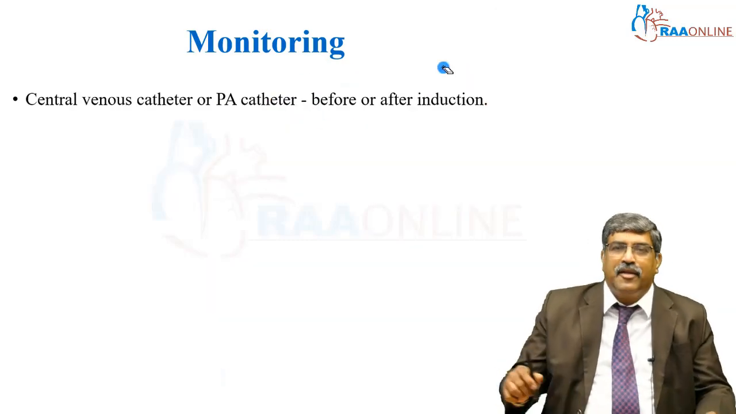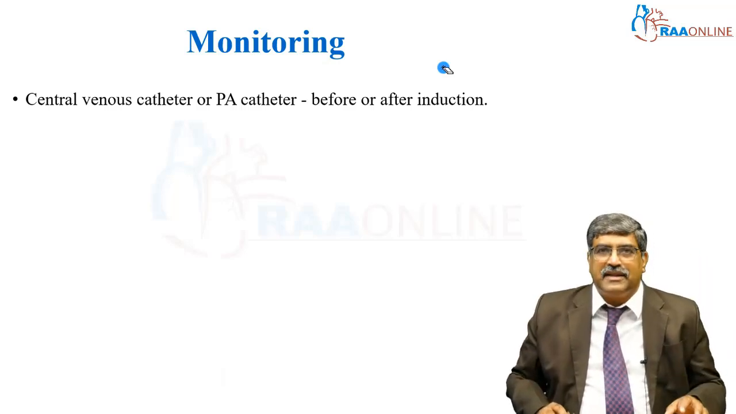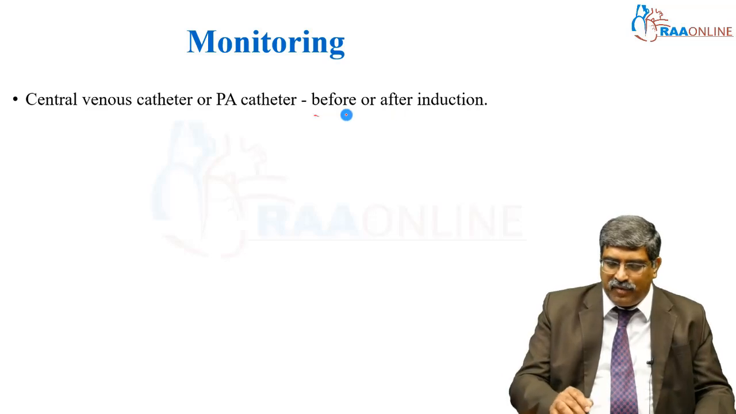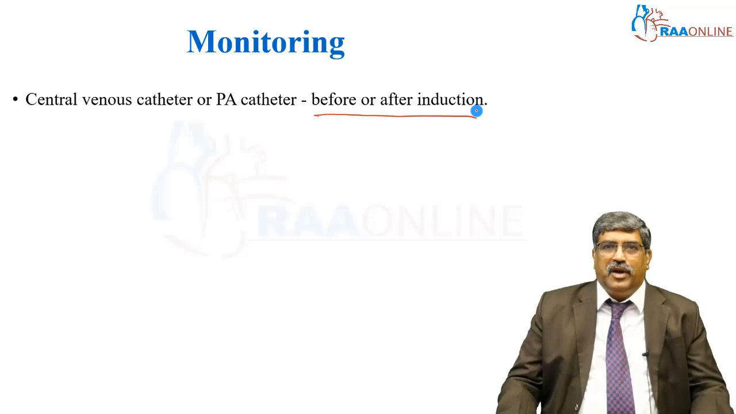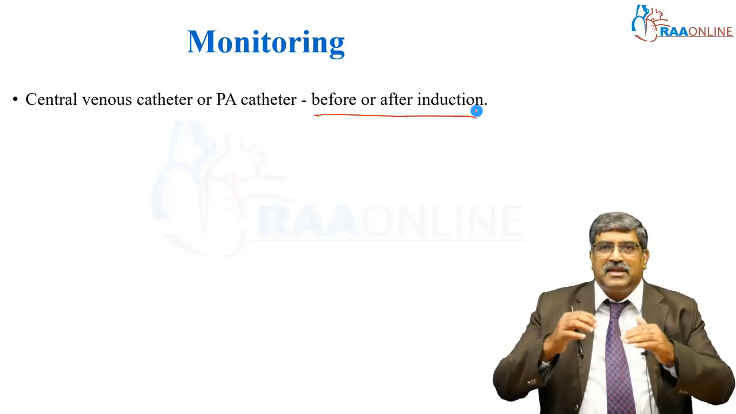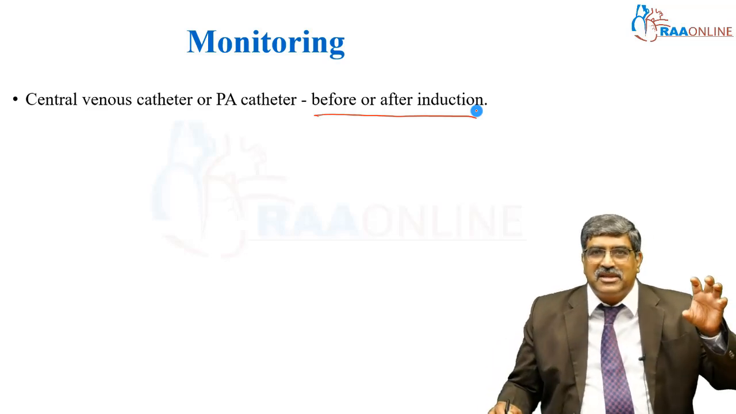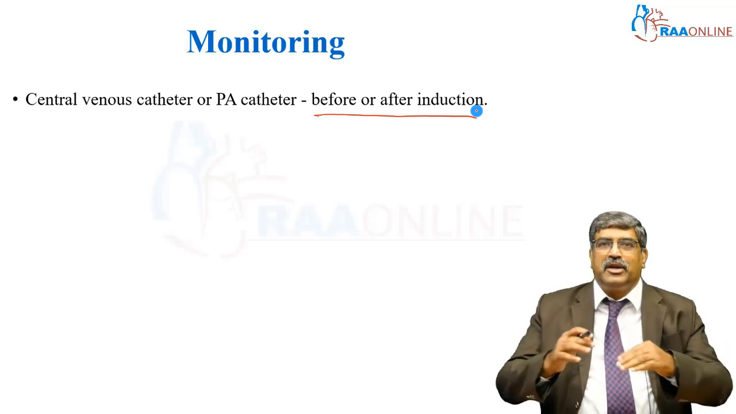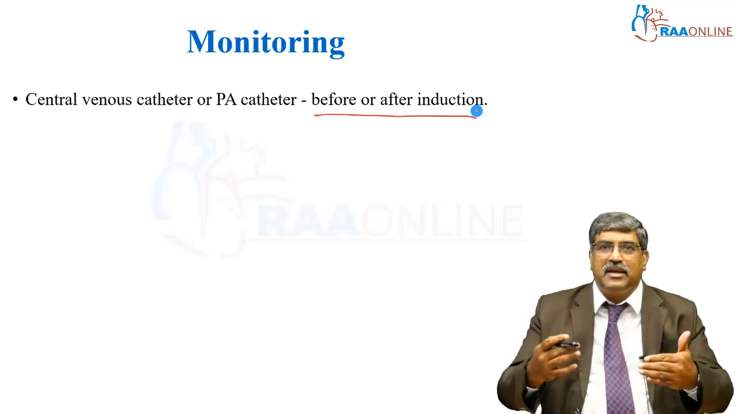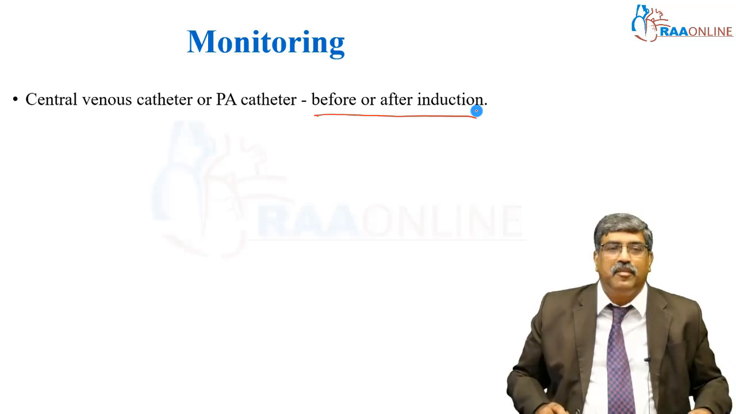Now comes another important question, whether you insert the central venous catheter or PA catheter before or after induction. In patient with good ventricle, ideally central line can be inserted after induction. But if the patient is sick or has a poor ventricle and his heart is not functioning properly, in those cases it is better to have the central line or PA catheter before induction, so that you will have the baseline filling pressure.